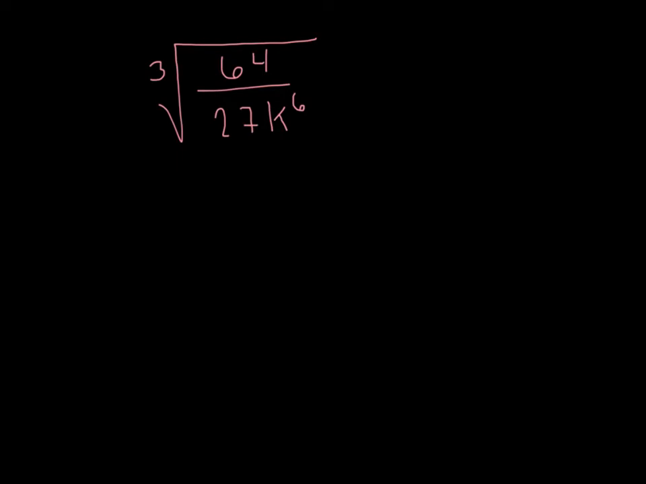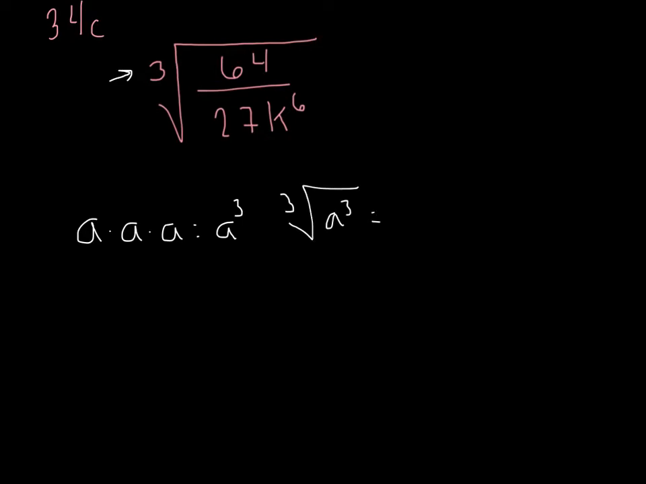Okay, so this problem, I believe, is 34C. I better write that down, 34C. Okay, so this is the cubic root, excuse me. So we've got this 3 here, which is important because that's asking what times itself is underneath me. Or, for example, a times a times a is a cubed, right? And so the cubic root of a cubed is just a.